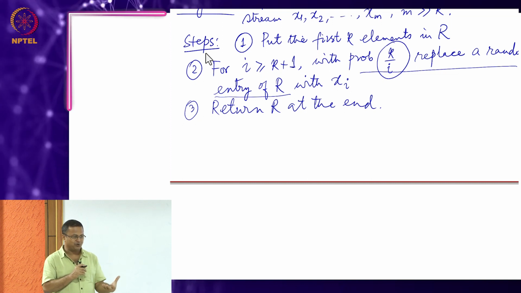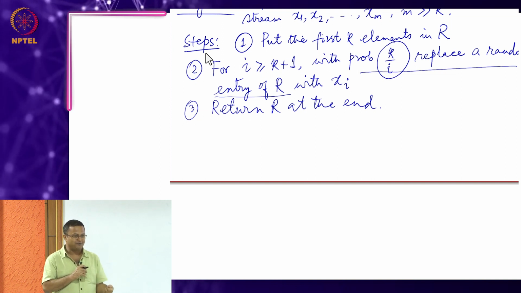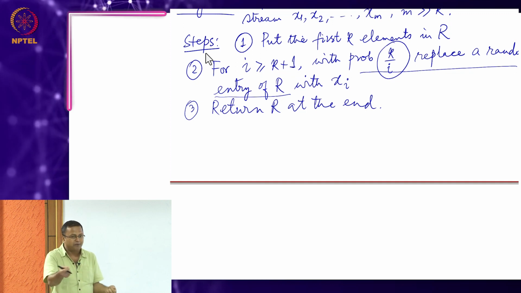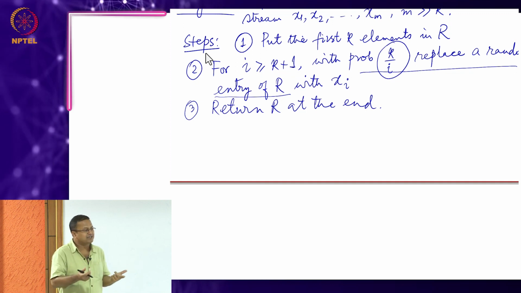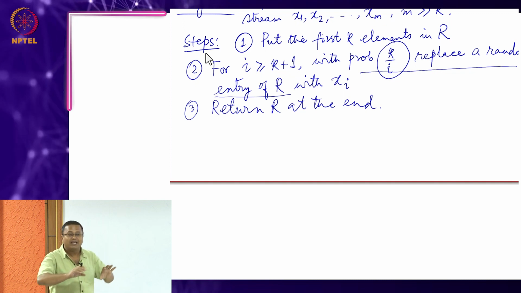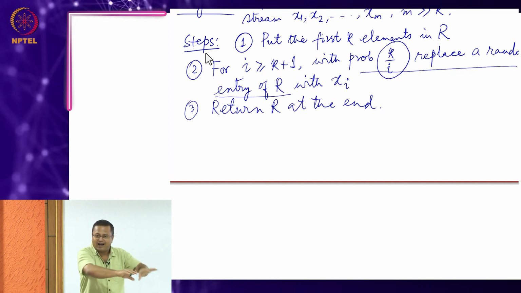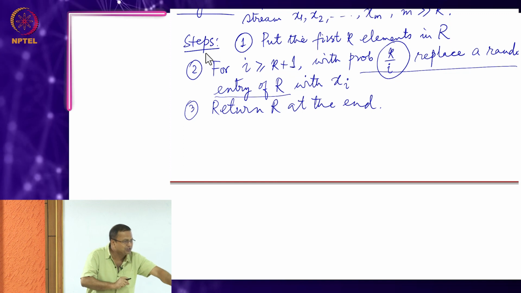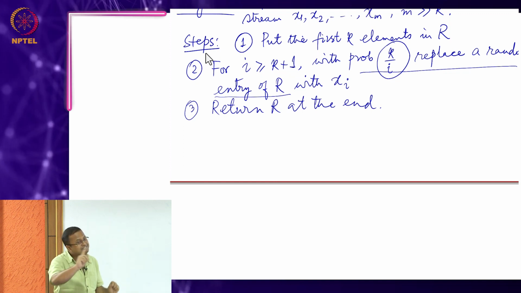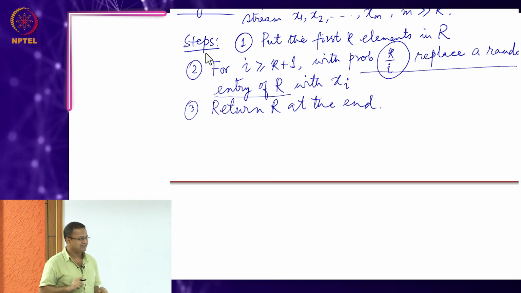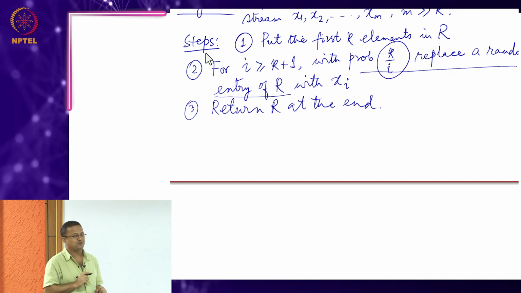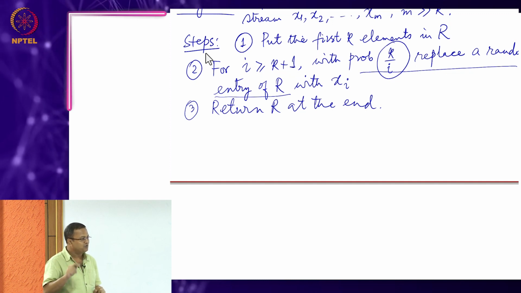Think of a subroutine that, given this element xi and the probability k by i, takes a decision whether... see, finally what is happening is deterministic: either this element is going into the reservoir or not, but the decision in itself is probabilistic. Think this over. How do you write a program to implement this?